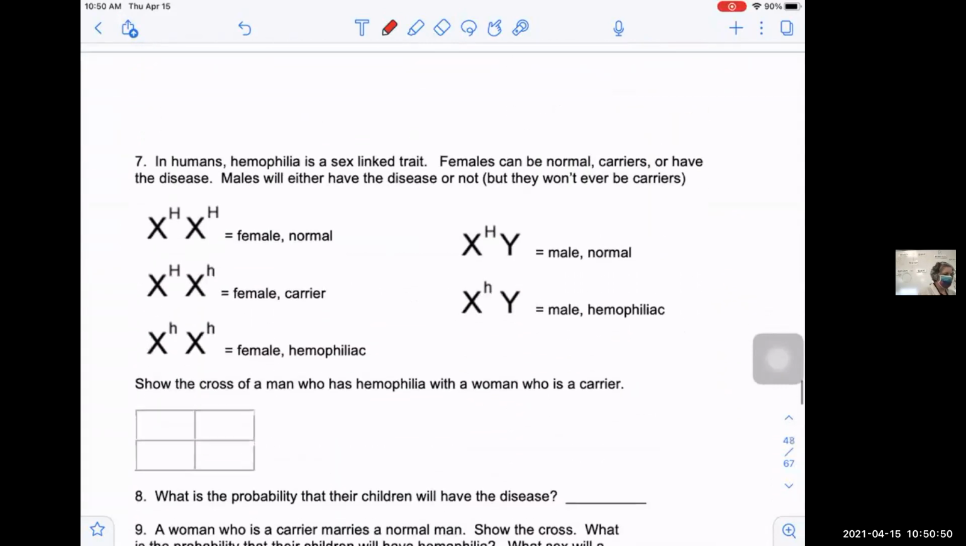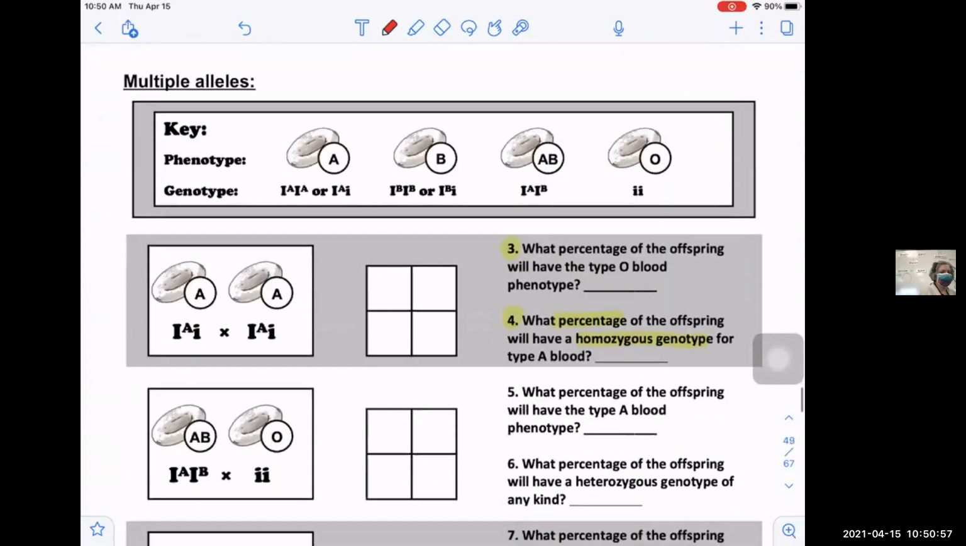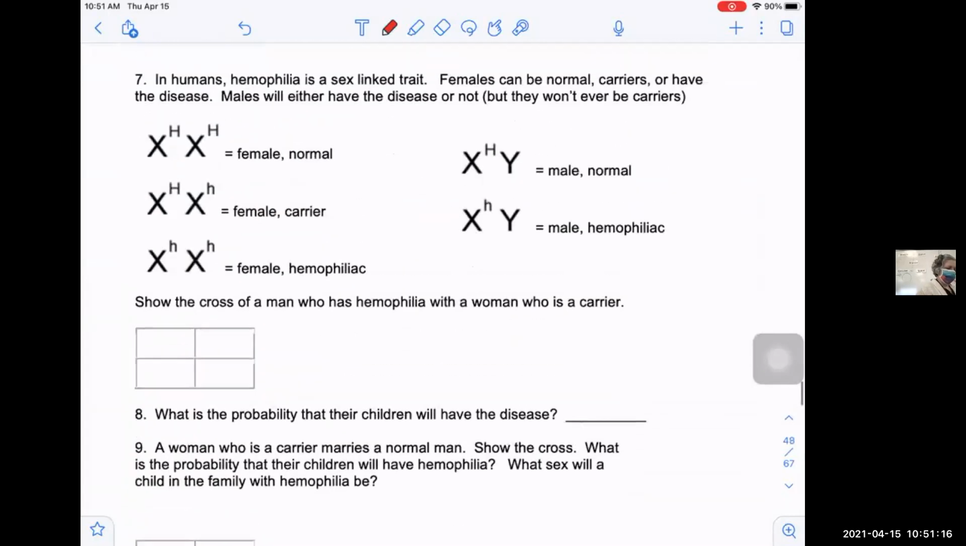And on the next page, you're going to do a hemophilia example. And then on the 3rd page, you're going to do some blood type questions. And I just want to say, make sure you're paying attention to what the questions are asking. Okay, that's a good test taking skill to learn. So make sure you're reading everything really carefully. All right.